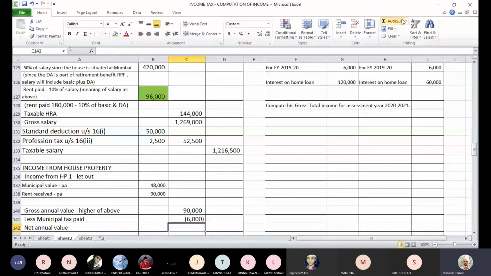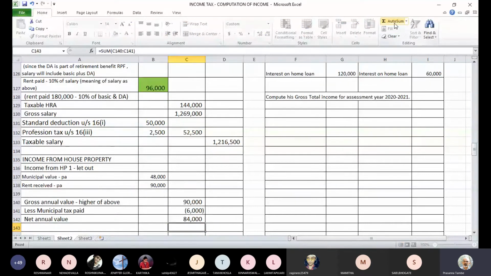I'm going a little fast because this is very simple now. So HP1, which is let out, municipal valuation is 48,000, actual rent received is 90,000. Higher of these two is your gross annual value. You get a deduction for municipal tax paid. So 6,000 is a deduction. Net annual value is 84,000 rupees. And from this net annual value, we are going to claim the deductions under section 24.